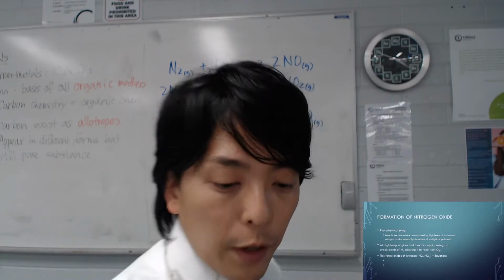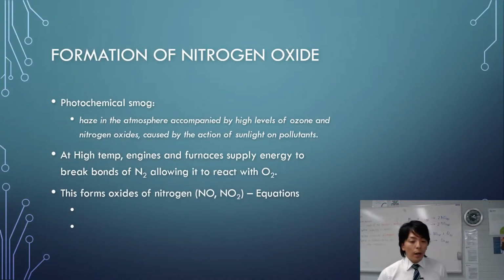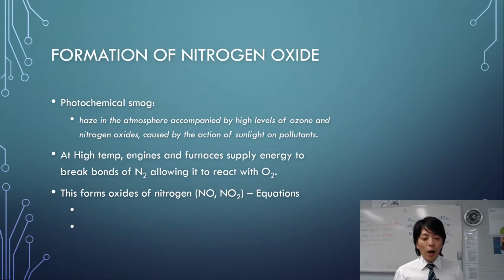Photochemical smog, by definition, is that haze in the atmosphere accompanied by high levels of ozone and nitrogen oxides, so a combination of both, caused by the action of sunlight on pollutants. So there's two stages. You have primary pollutants, and those get converted to secondary pollutants by the sunlight. That's the photochemical reaction, caused by light, and it then forms smog if you concentrate it.